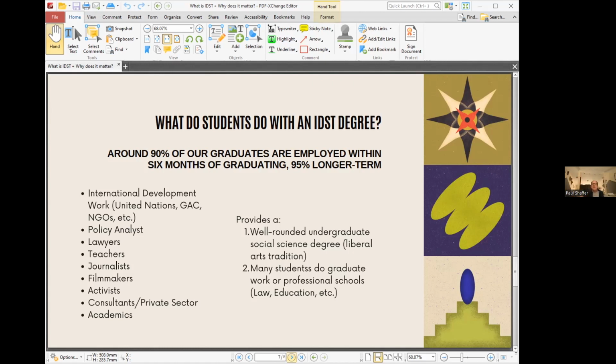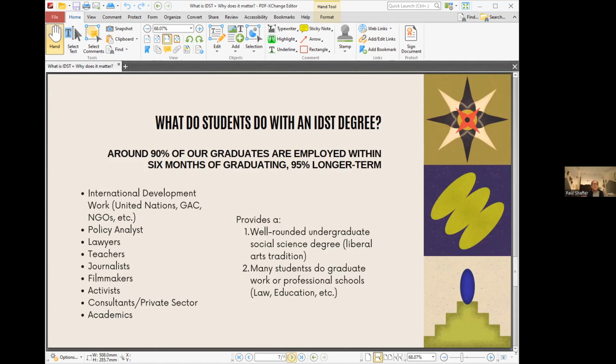And the types of jobs that our students do are really quite varied. Around a quarter or so of students will do something related to development, and may work with the UN or with NGOs or something like that. But as you can see from the list, there's all kinds of stuff. Every year, students go into law school, do work as policy analysts, and become teachers, journalists, filmmakers, consultants, private sector, and so on.